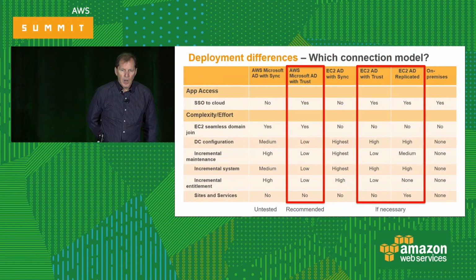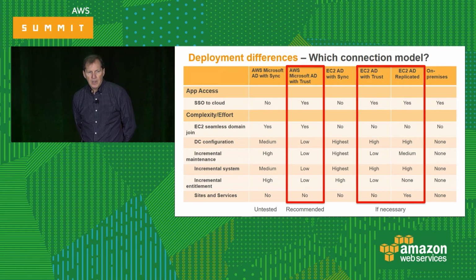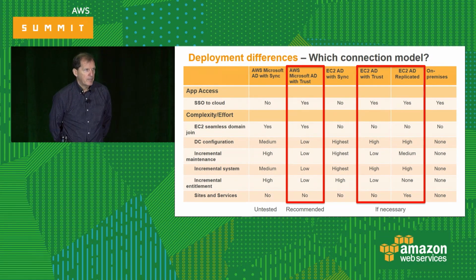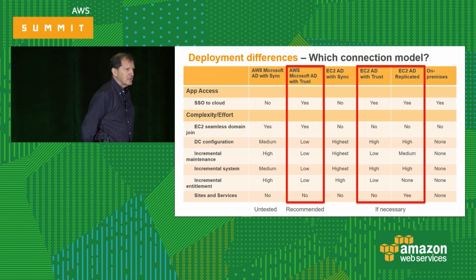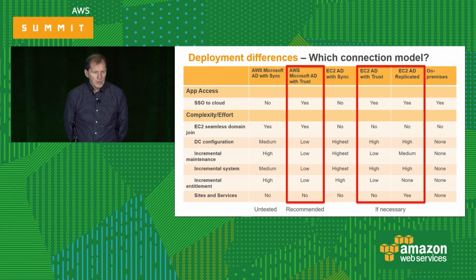Let's also take a look at the connection models that are involved here and which one to use. For application access, if you want single sign-on to the cloud, then you want to use a trust model or a replication model. If you're trying to do synchronization, you don't get SSO. You get the same user identity to log in with, so I call it kind of same sign-on, not single sign-on. If you're looking for complexity and effort, if you're looking at EC2 seamless domain join, it's the easiest if you're using the managed product.